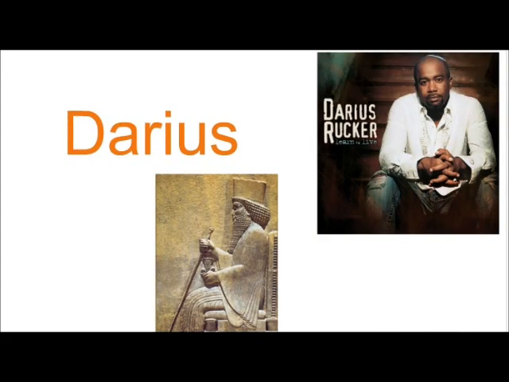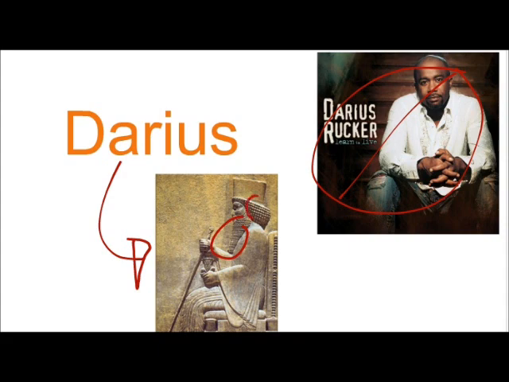Now, Darius, not that Darius, but this one, was an important ruler as well. He's the one who started the war with the Persians. And as you can see, he's got the beard and the hair of a Persian ruler.